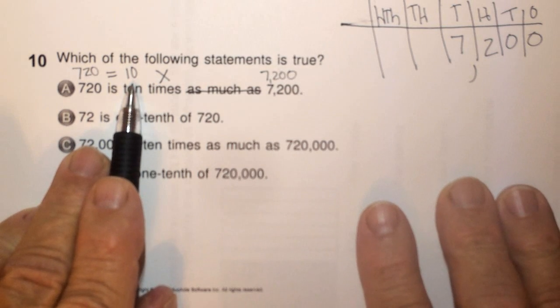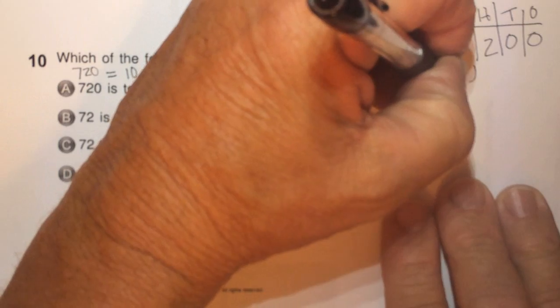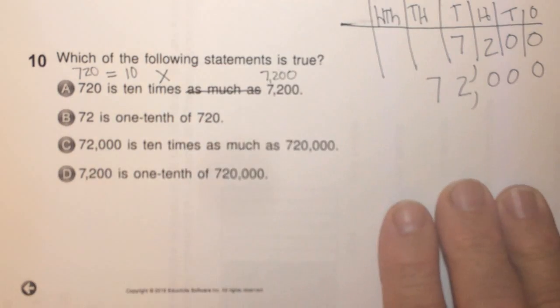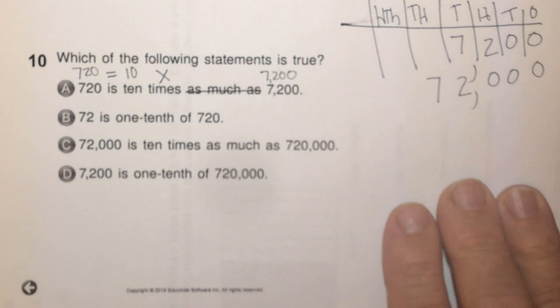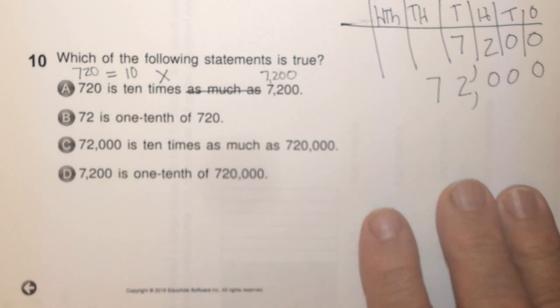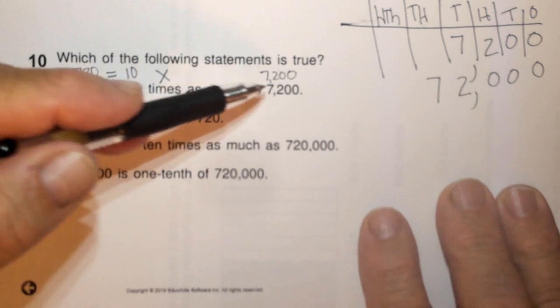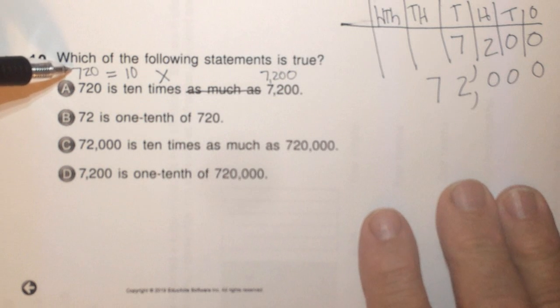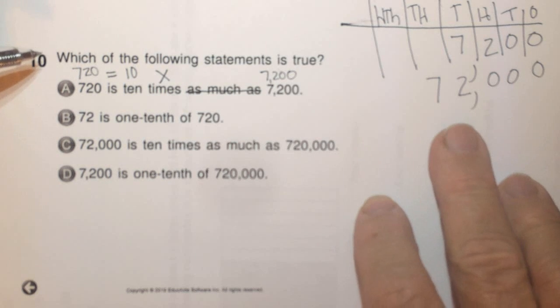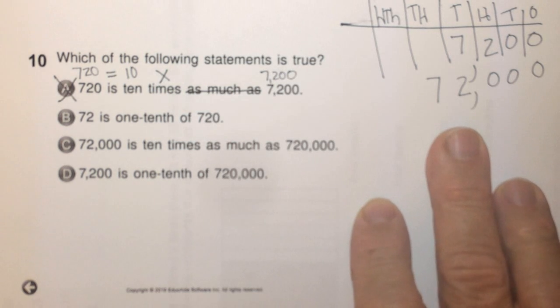They've already told me that they know that when we multiply by 10, we shift everything one place value to the left. So that means when we multiply 10 times 7,200, we should get 72,000. We shift everything one place to the left, add the trailing 0 for the placeholder. So 10 times 7,200 does not equal 720. It equals 72,000. So this is wrong.